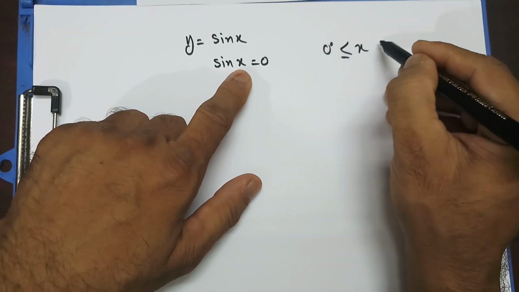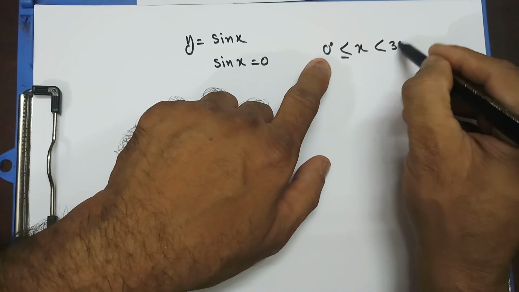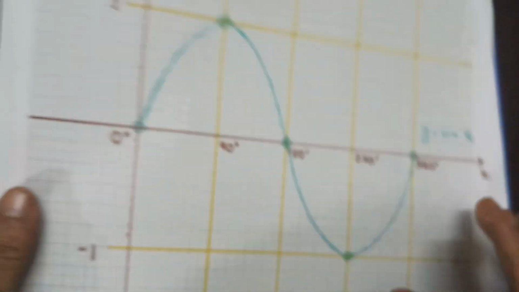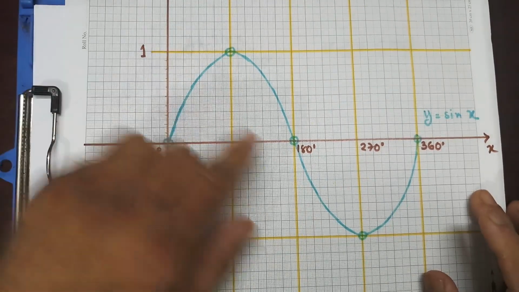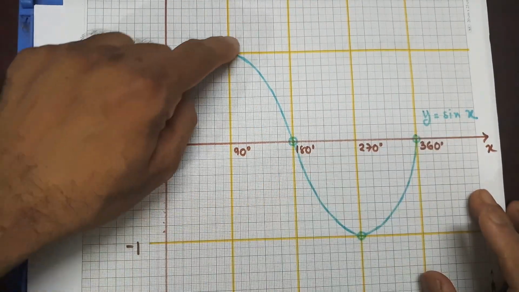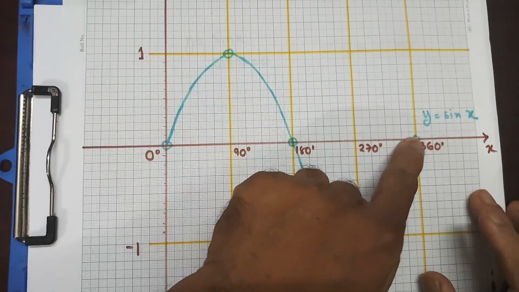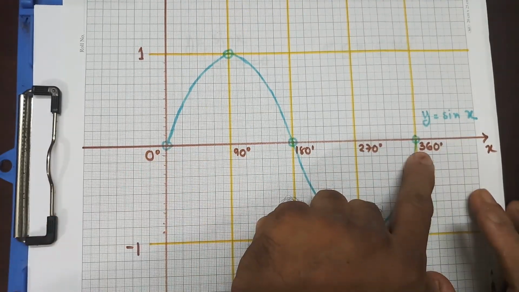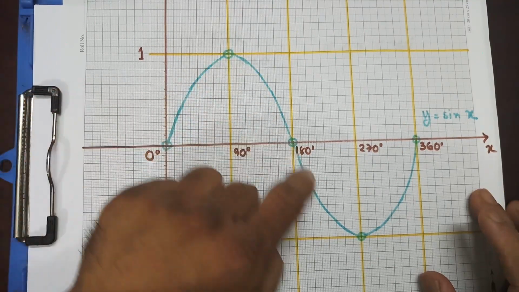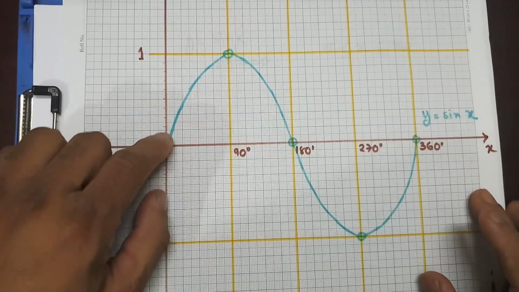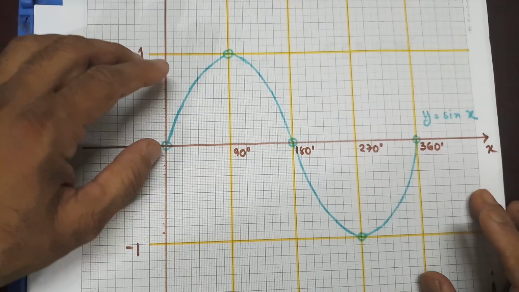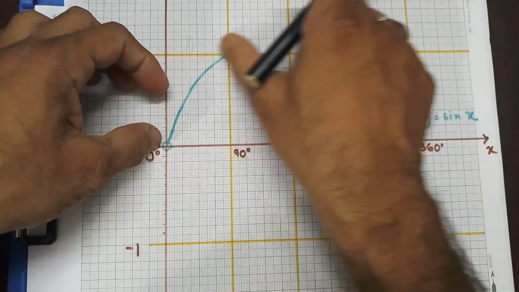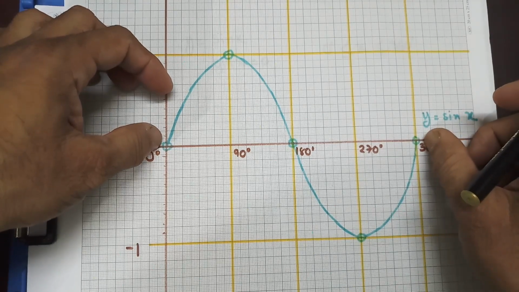x lies between 0 degrees and 360 degrees, and if I look here, this is the graph of sine theta, y equals sine theta. This is y, and this is our sine graph. The domain of x is 0 to 360 degrees. This is one complete revolution, one complete cycle, or we can call it an oscillation. It takes 360 degrees, so the period of this graph is 360 degrees.